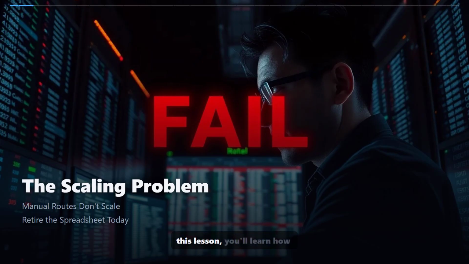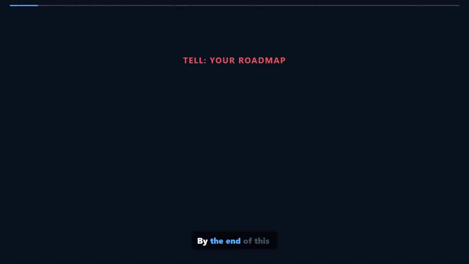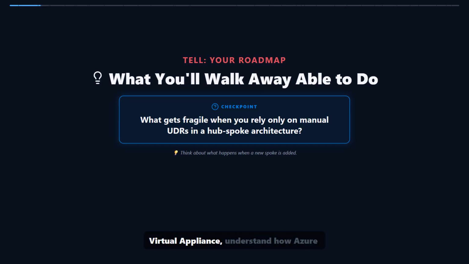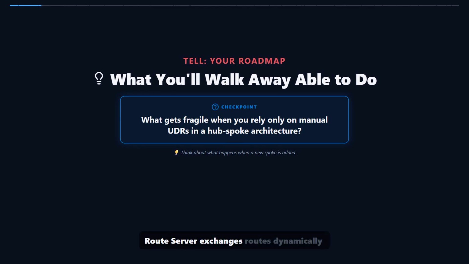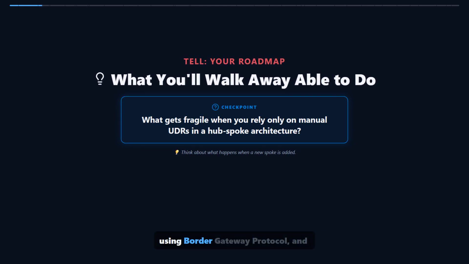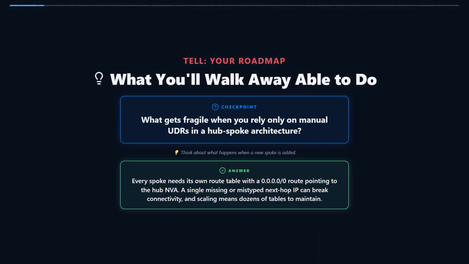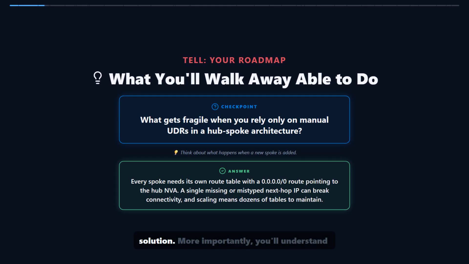In this lesson, you'll learn how user-defined routes solve routing problems, why they eventually become difficult to manage at scale, and how Azure Route Server uses BGP to automate much of that work. By the end of this lesson, you'll be able to create user-defined routes that force traffic through a network virtual appliance, understand how Azure Route Server exchanges routes dynamically using Border Gateway Protocol, and recognize the situations where manual UDRs are still the correct solution.